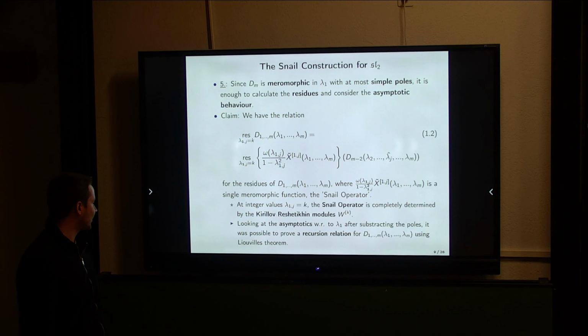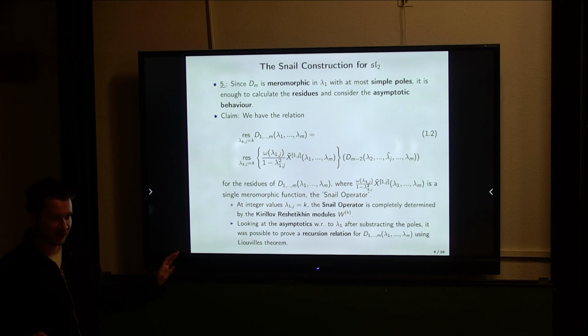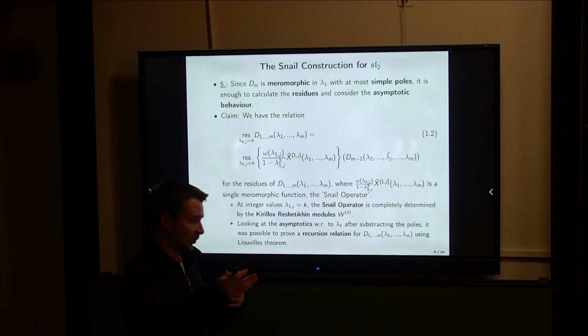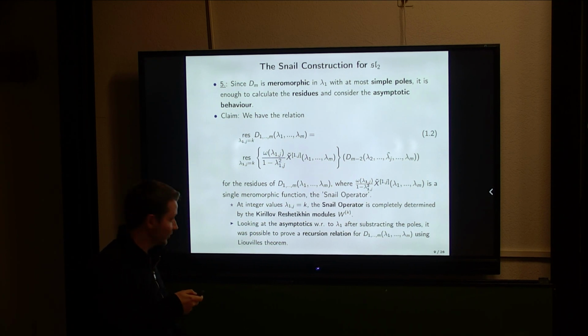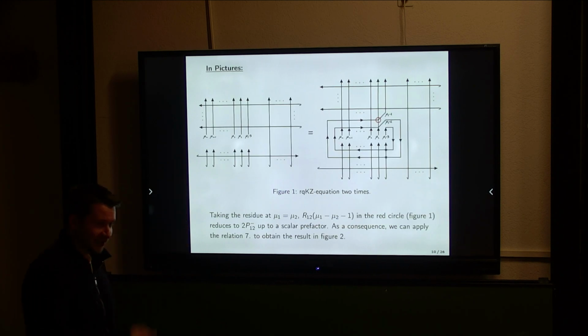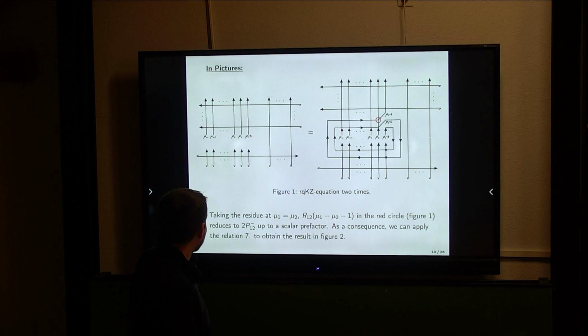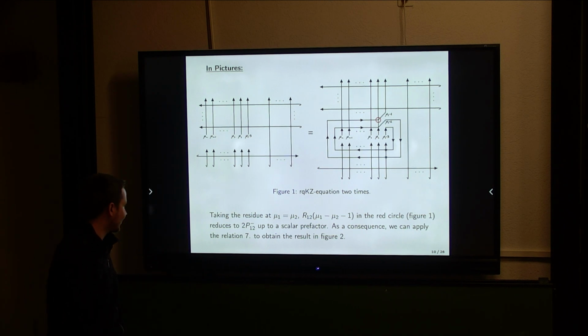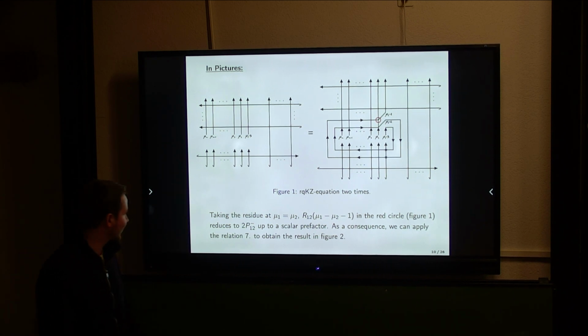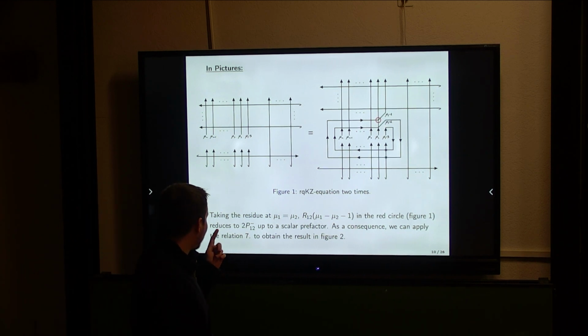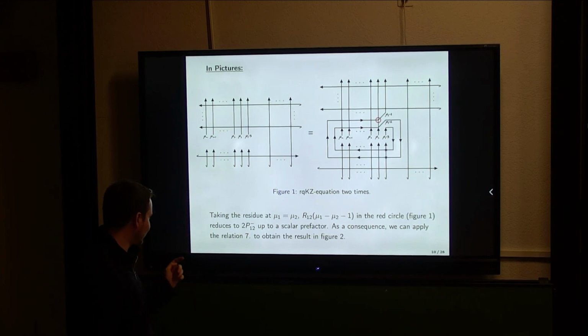And then, as I said, looking at the asymptotics, they could somehow prove a recursion relation for the density matrix itself. Okay, so as I said, a few pictures. Here I just write how the RqKZ equation looks by applying it 2 times. I could also apply it 1 time, but this is how it looks. And now, as I said, I want to take the residue. And what happens if I take the residue?